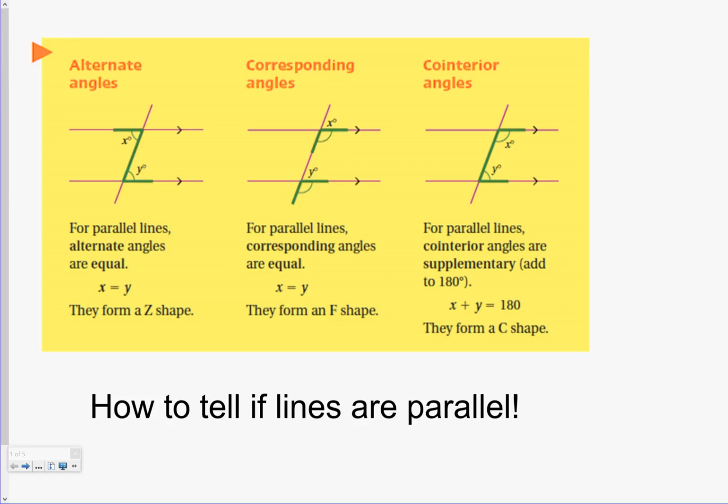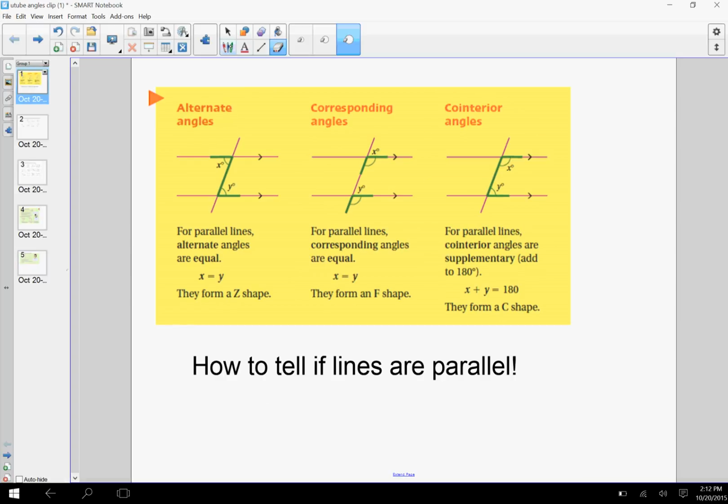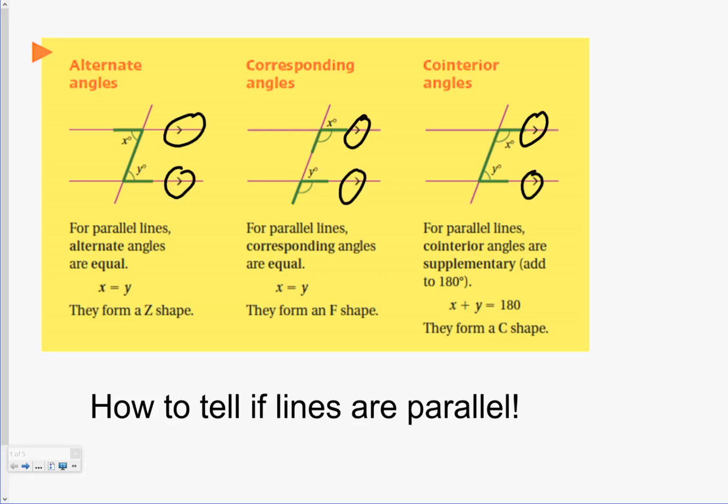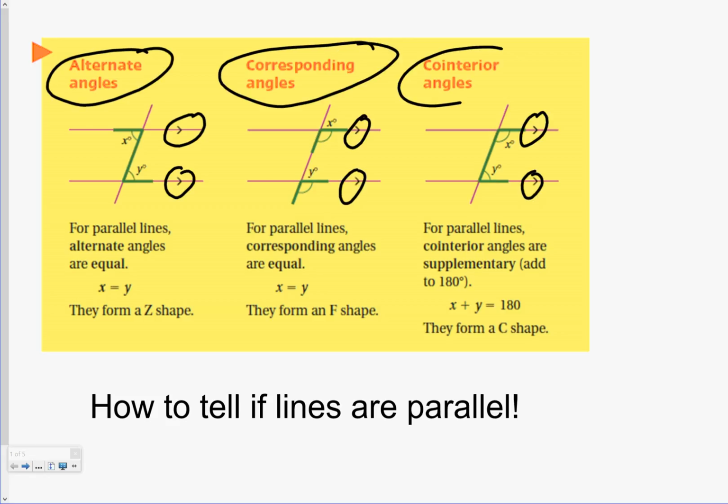Okay, the first hint. If lines are parallel and you're looking at a textbook or a test, they'll have little arrows drawn on the lines to tell us that they are parallel. Often, textbooks will not tell you if the lines are parallel because they want you to use your knowledge of alternate, corresponding, and co-interior angles to figure out if the lines are really parallel or not.